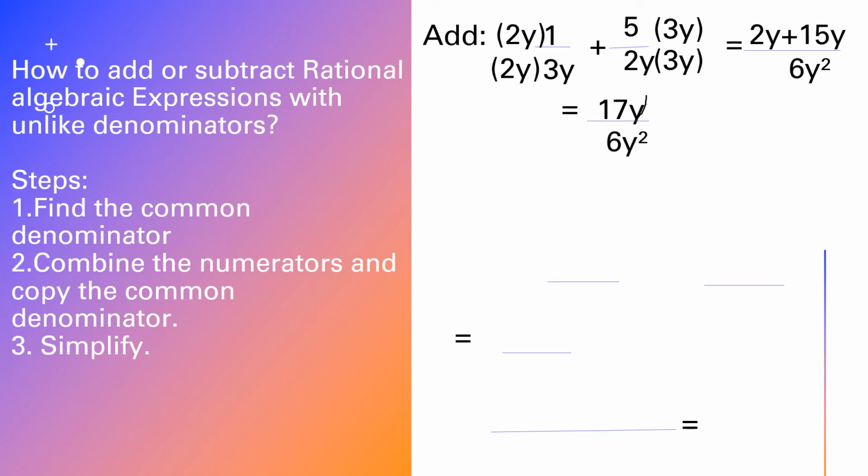And you can now simplify this by eliminating the y. Y squared means y times y. So you can eliminate 1y, and that makes 17 divided by 6y.